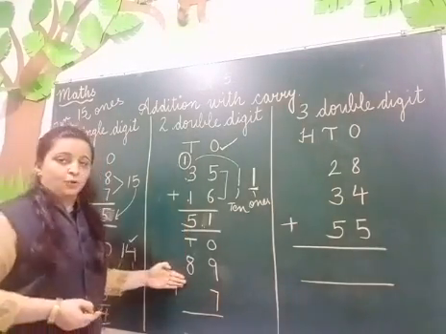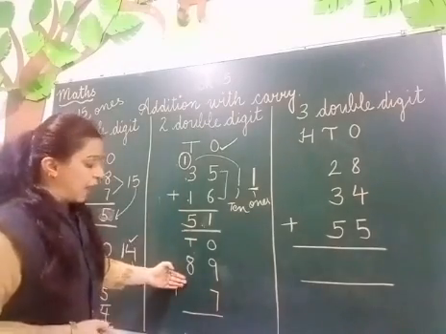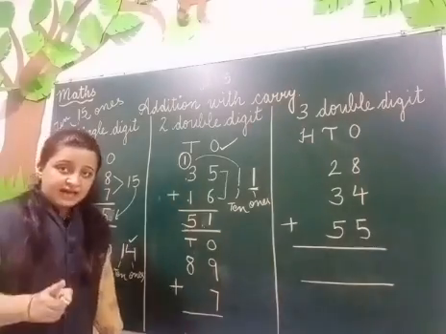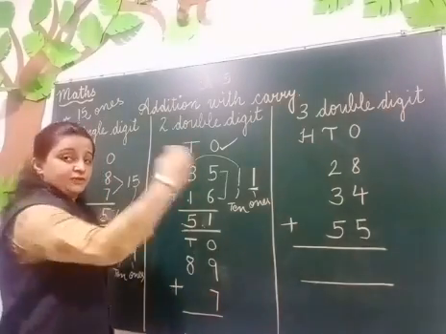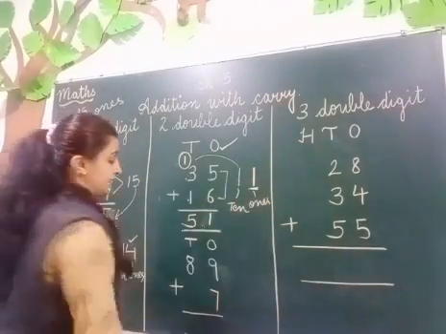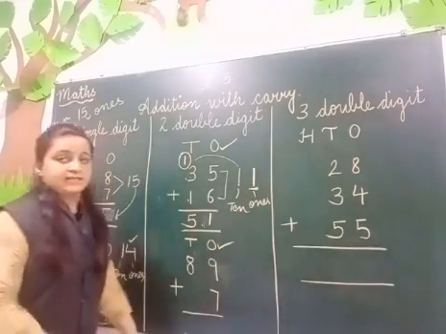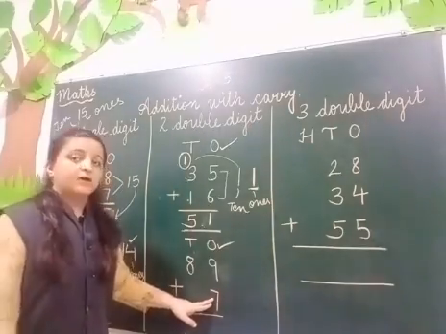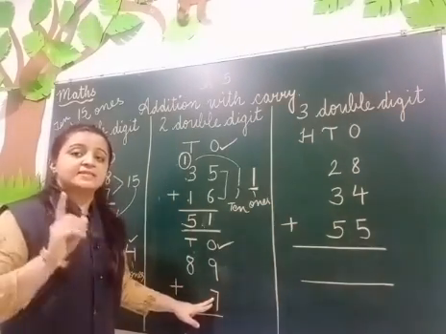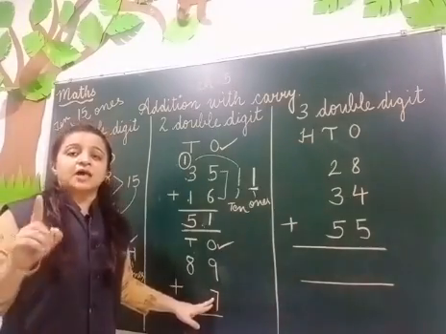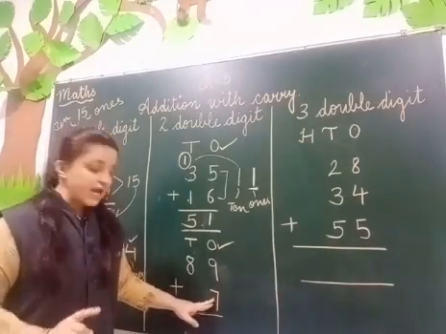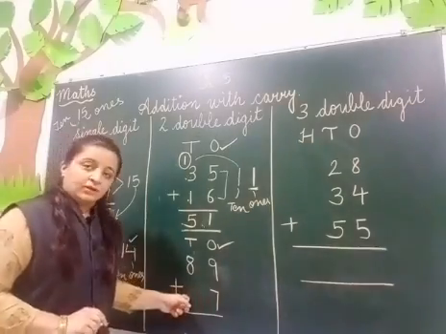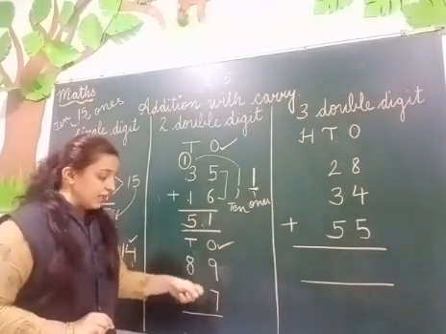Now let us do one more. Now you have to add 89 and 7. So you will start the addition with your right hand. Right hand means ones place. Now 7 is a single digit number, and you know very well that a single digit number comes under the ones place. It is 7 ones only. It has no tens.